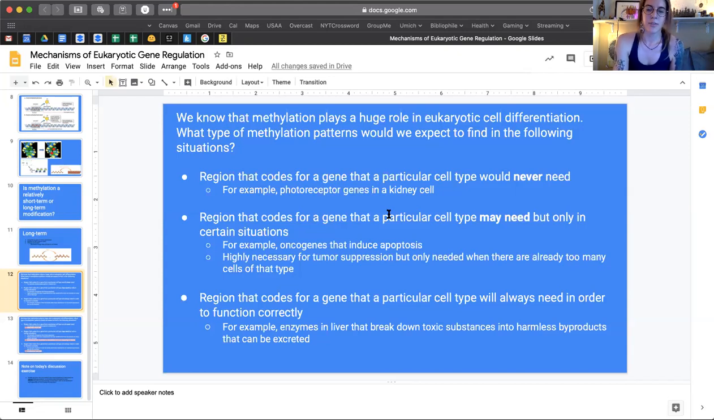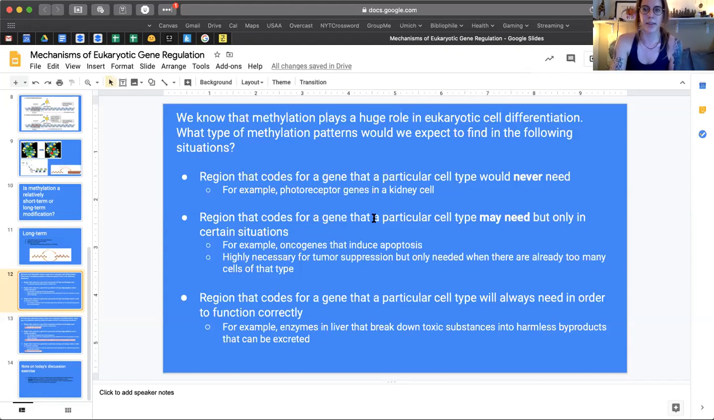We only really want those active when the cell is able to detect, oh, there's a lot of other cells of the same type around me, to the point where I would actually be doing more harm than good, so I'm just going to self-destruct. And then hopefully that will prevent tumors from growing.